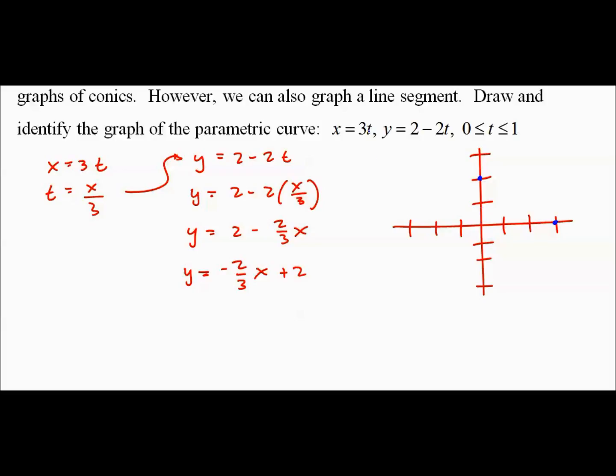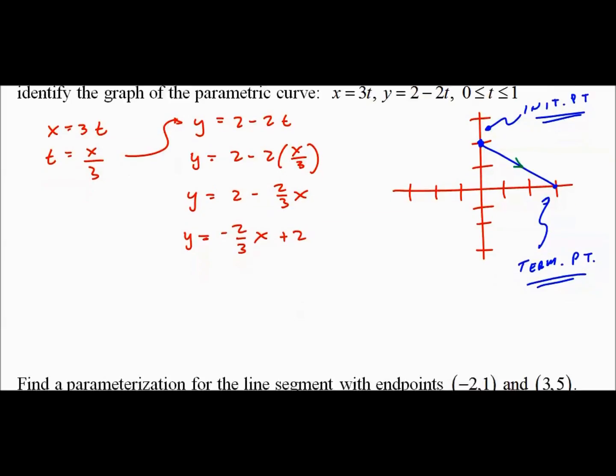So when I put in t equals 0, I get x equals 0, and I get y equals 2. This is the starting point. And then when I put in 1, I get x equals 3, y equals 0. So this is the terminal point. And it travels in that direction. So that's a line segment. We could have set t to go from negative infinity to infinity, and we'd have a regular line. You can check that on your calculator, which I'd highly recommend doing, and set the window so it's 0 to 1.